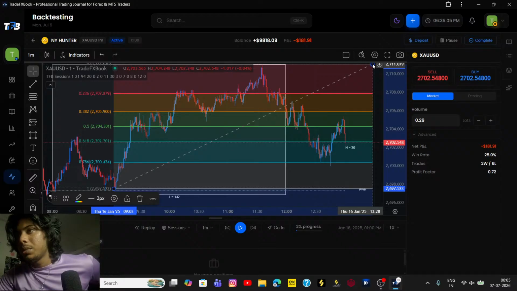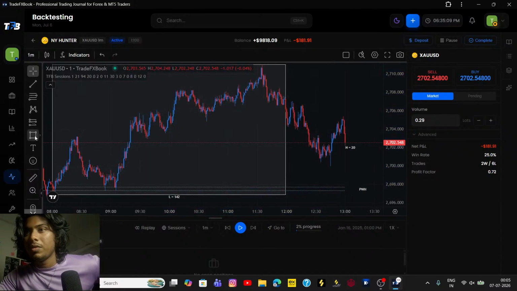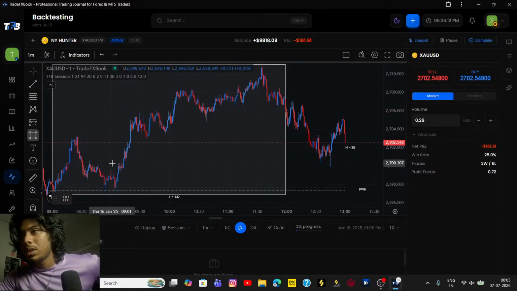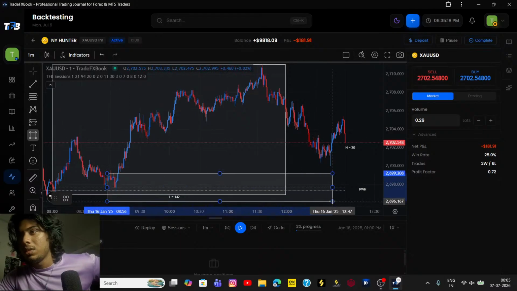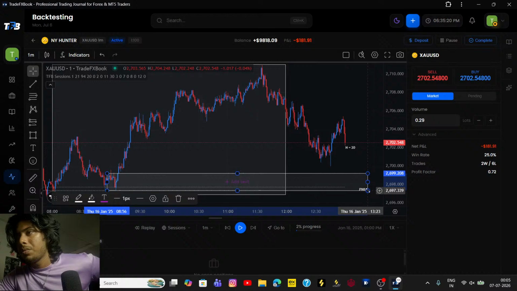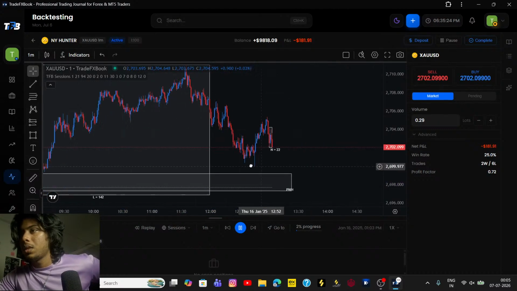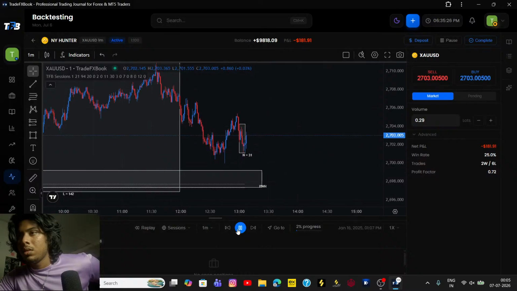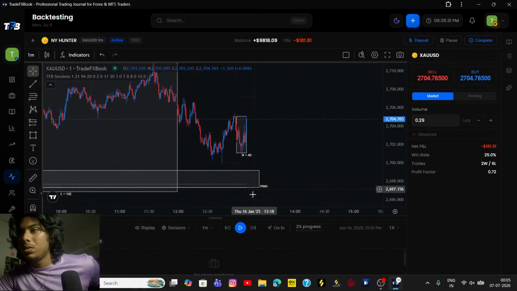So market has already tapped that level and rejected. So I'm expecting market to come at this level, which is this. Market has already tapped that level, so it's invalidated. If market wants to go up, I think market should come to this level. Let's see. New York open, and if we get a breakout structure from this level, we are good to go.